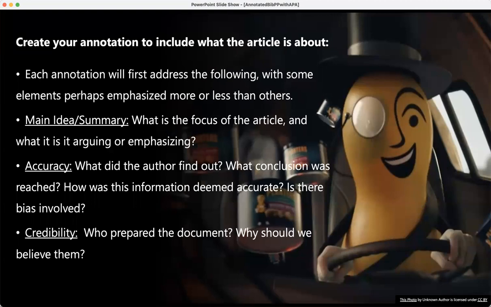When we talk about summary, we talk about watching a movie and summarizing it for a friend, or reading a book and summarizing it for someone else who might want to read it. So what is the summary? What is it about? What's the main focus? And then how accurate is it? Some of the ways you can tell how accurate it is are by looking at the conclusions reached, what was found out, how that information in the article was deemed accurate, and whether or not there was some bias. And also the credibility. We're going to look at who prepared it, why we should believe them. Are they an expert in their field somehow?